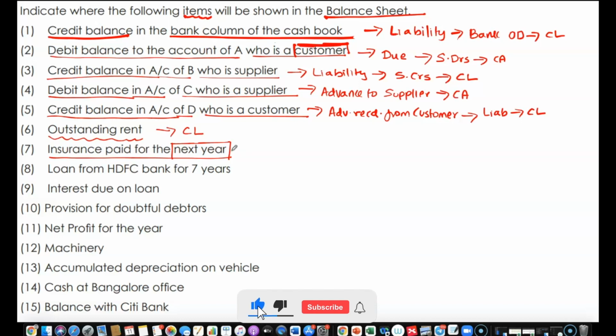So this is going to give you benefit in future, and you need not pay for it in future because already you have paid for it. So it's an asset, and it's basically a current asset. So this appears under current asset of balance sheet.